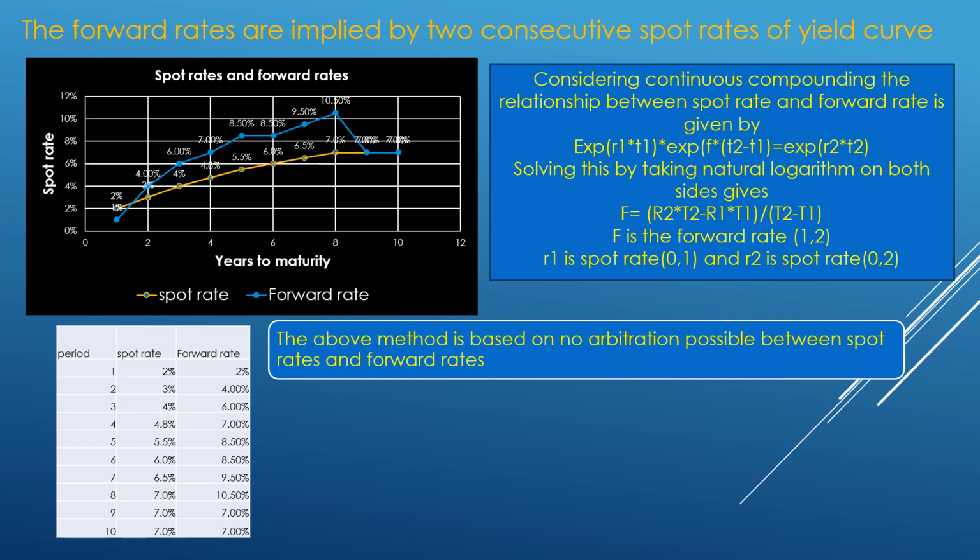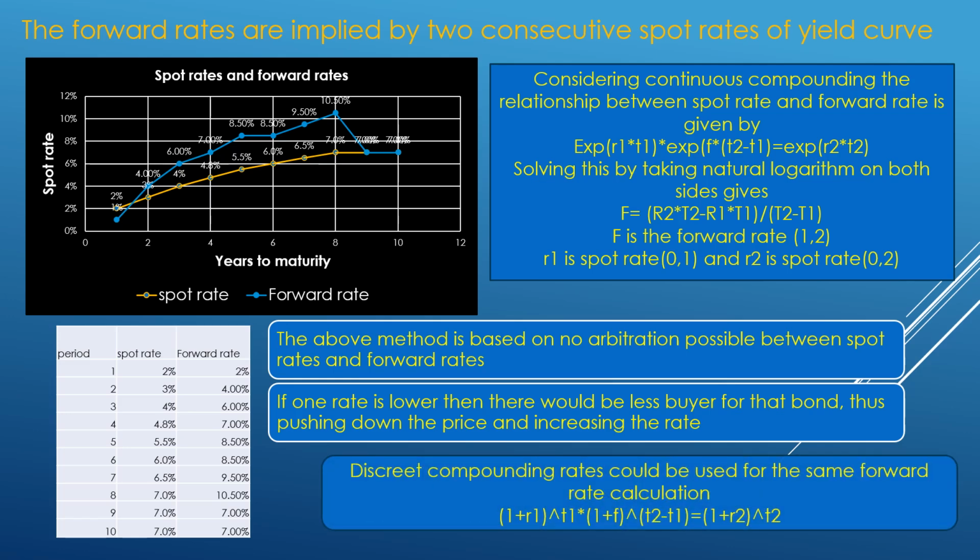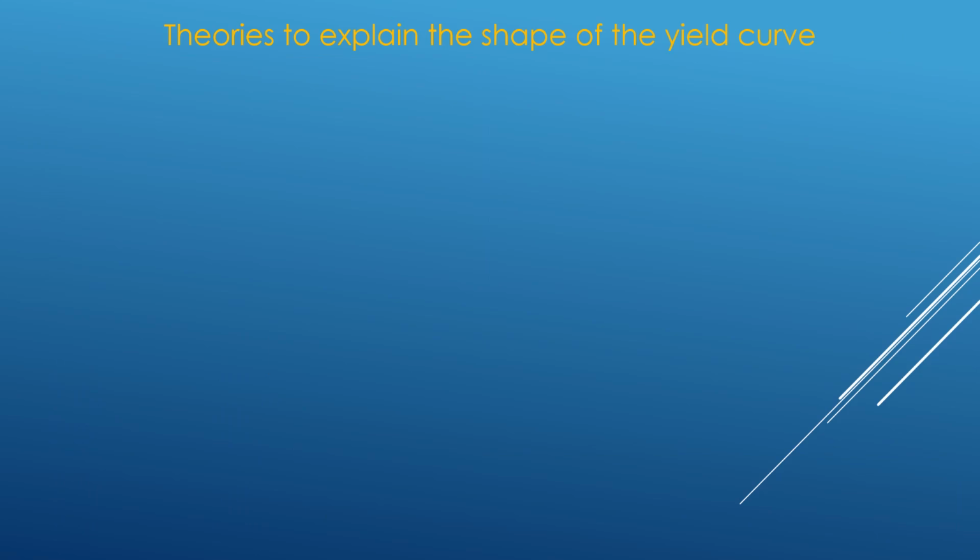The above method is based on no arbitrage being possible between the spot rates and the forward rates. If one rate is lower, then there would be fewer buyers for that bond, thus pushing down the price and increasing the rate. Now, instead of using continuous compounding, discrete compounding rates could be used for the same forward rate calculation by this formula.